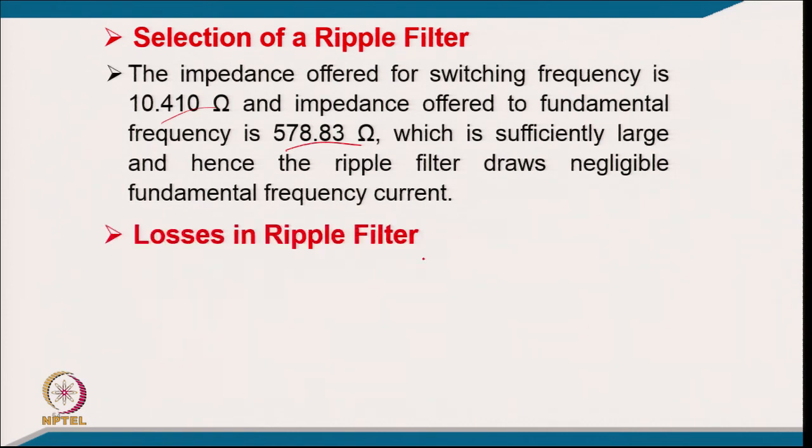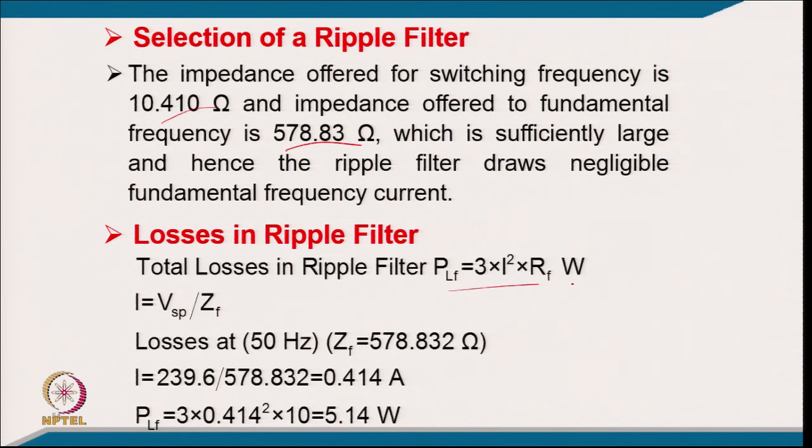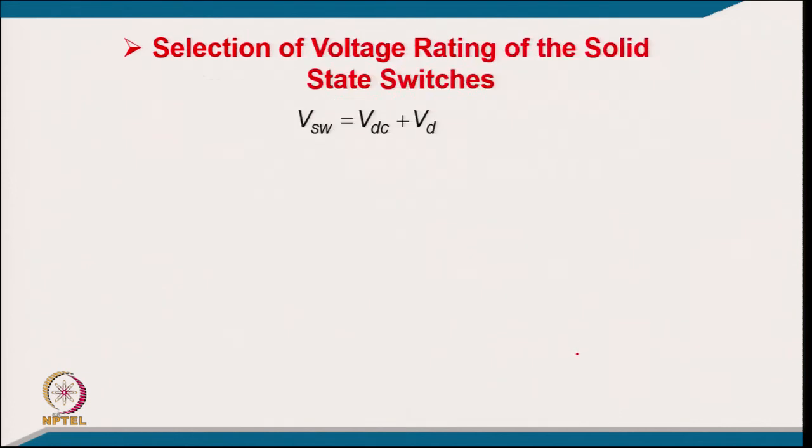And losses in the ripple filter you can find out typically from this relation 3I squared RF, and for the losses we calculate the impedance. The current will be the phase voltage divided by the impedance. So, the fundamental current is only 0.414 in the ripple filter, and the losses will be only 5.14, 3I squared R, only 5.14 watts. If you take a 5 ohm resistance, it will be a further lower value, because the fundamental impedance will be of the same order.